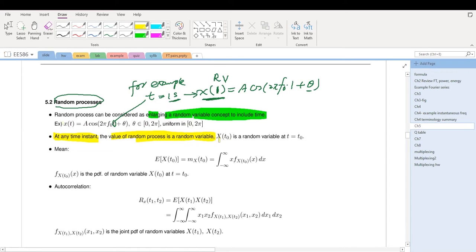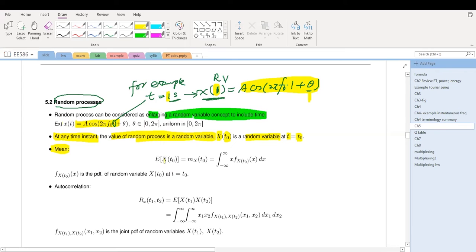So this notation, big X, random process, at t naught is a random variable as t equals t naught. That's the same thing here. If I look at time equals 1 second, x of 1, for this example, you can see this is a random variable related with theta. So now let's look at the mean of the random process.